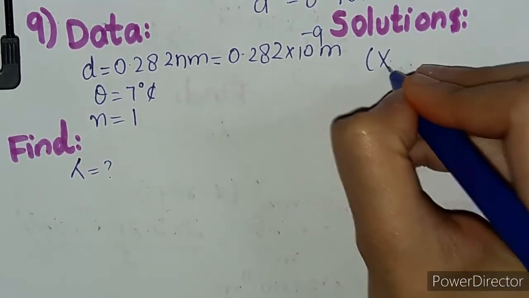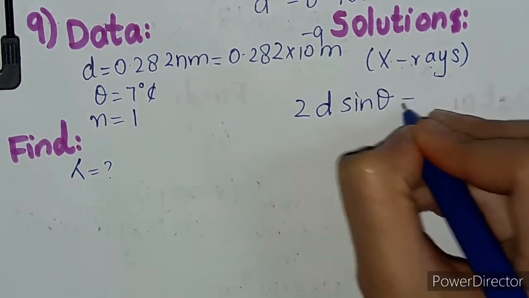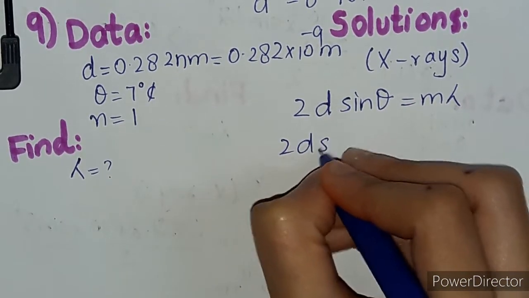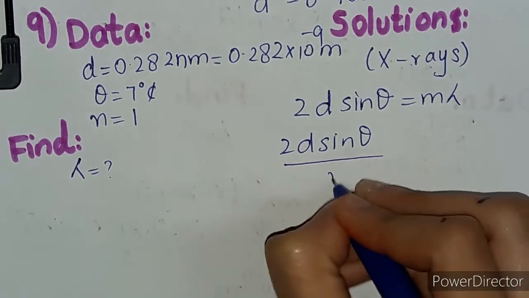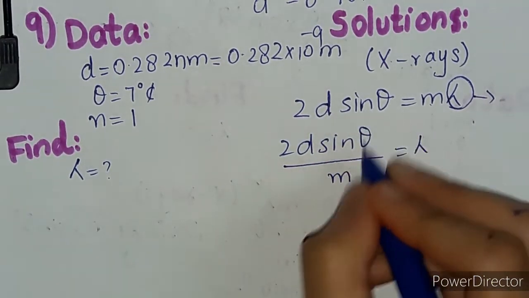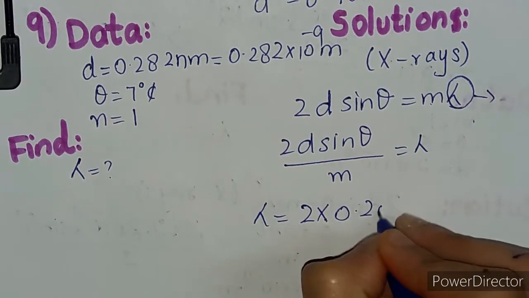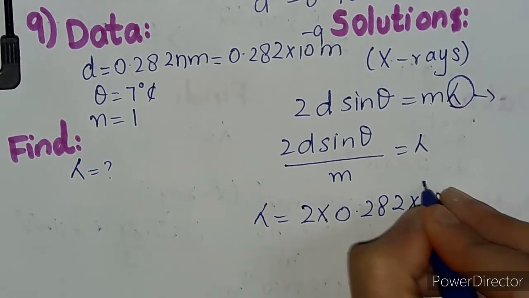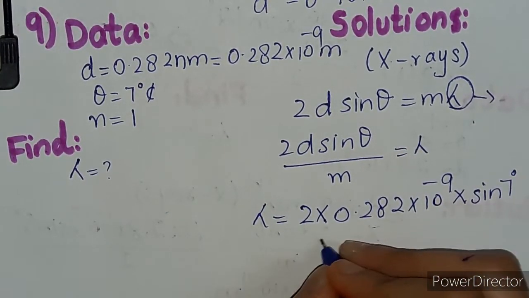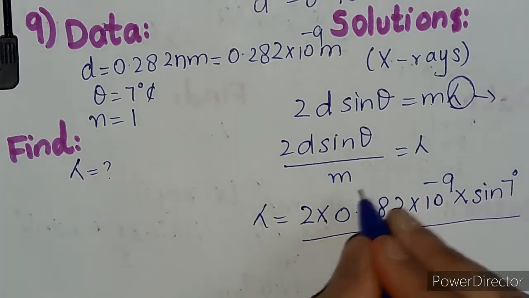Now for X-rays, the formula is 2d sine theta is equal to m lambda. So we have to find lambda: 2d sine theta divided by m is equal to lambda. We want lambda only, so this m would divide with this factor. So lambda is equal to 2 into the d value, 0.282 times 10 to the power minus 9, into sine theta, 7 degrees, divided by the value of m, which is 1, or n is 1.